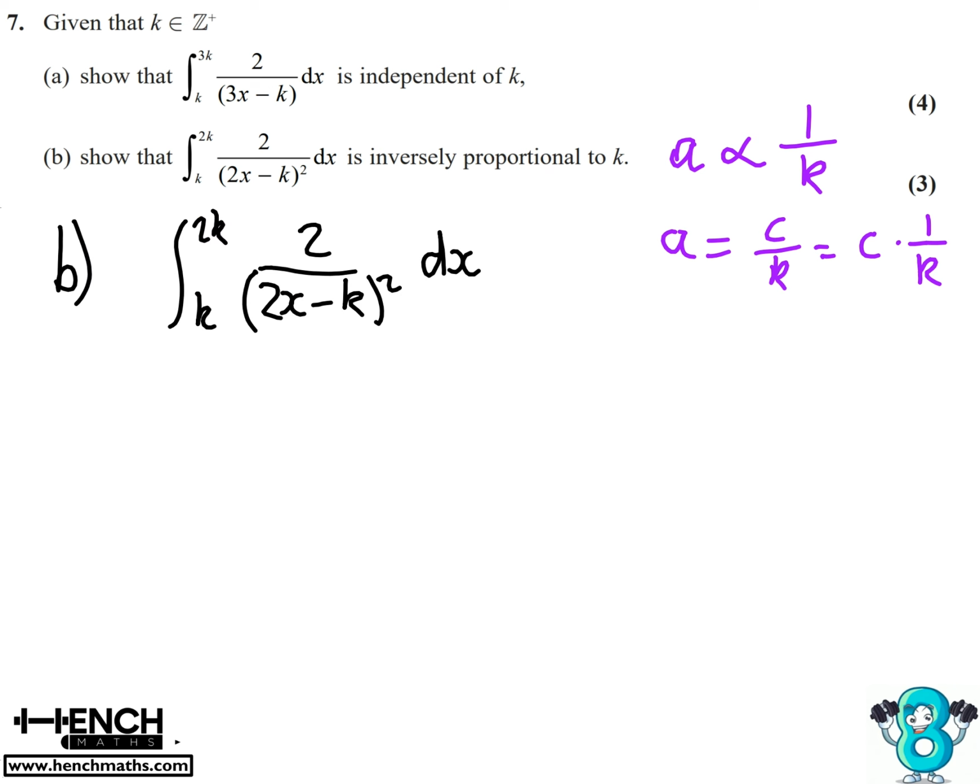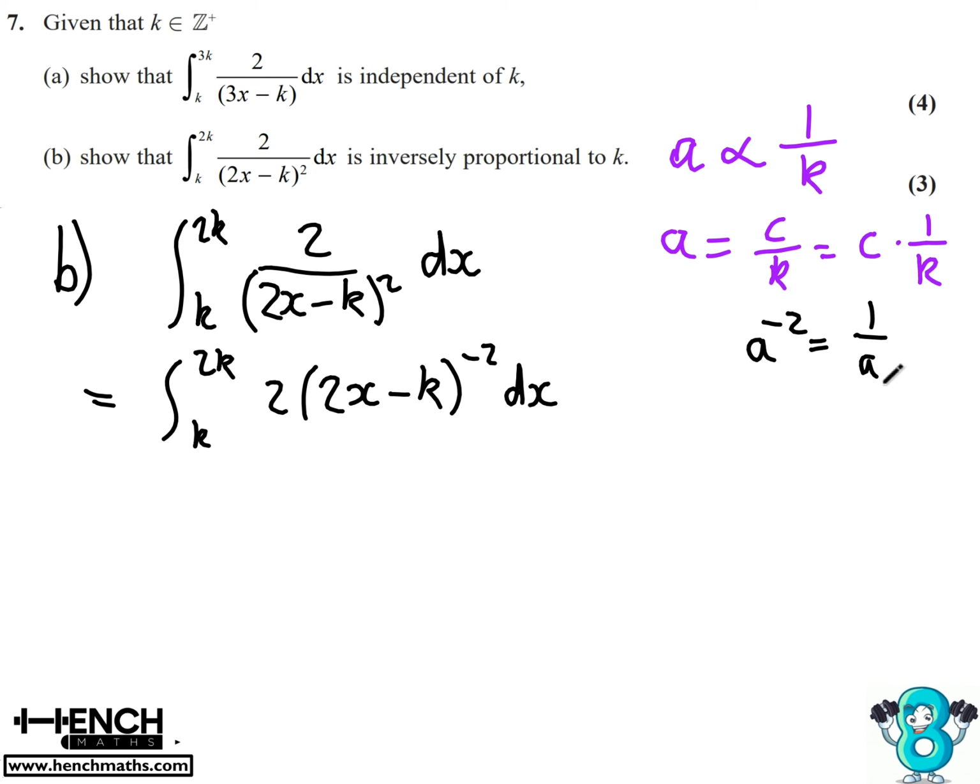So using our rules of negative indices, we can actually rewrite our integral as the integral of 2 multiplied by 2x subtract k to the power of negative 2. So it's this rule that we've got, say, for example, a to the power of negative 2 is 1 over a squared. And then we can integrate that using reverse chain rule. Because the function 2x subtract k is a linear function, we can integrate it as if it was in the form x to the power of n. So add 1 to the power, divide by the power. We just have to remember to divide by the derivative.